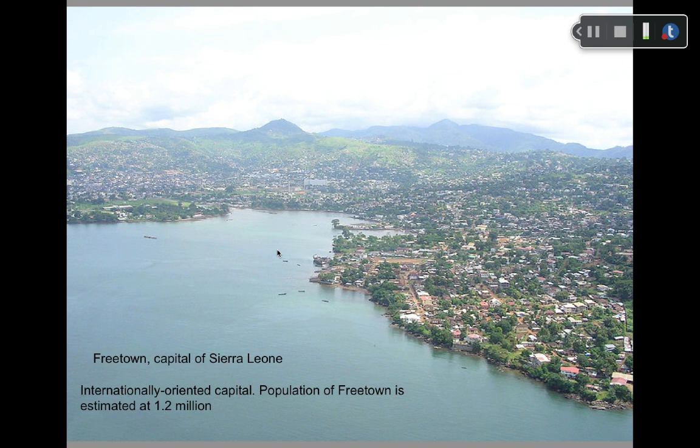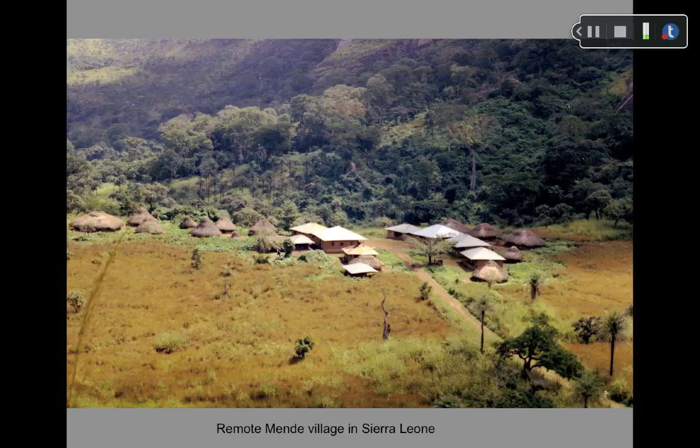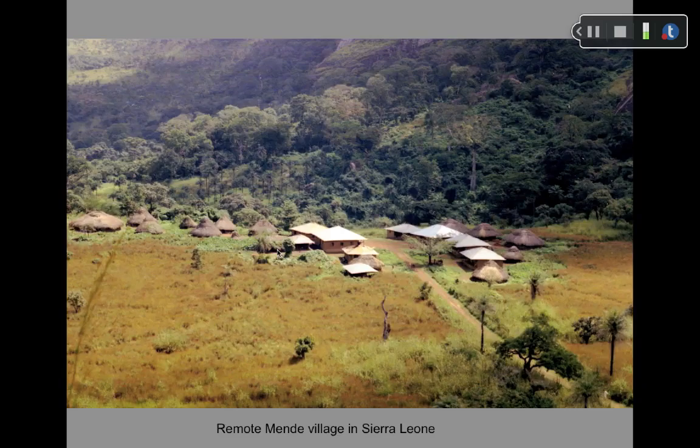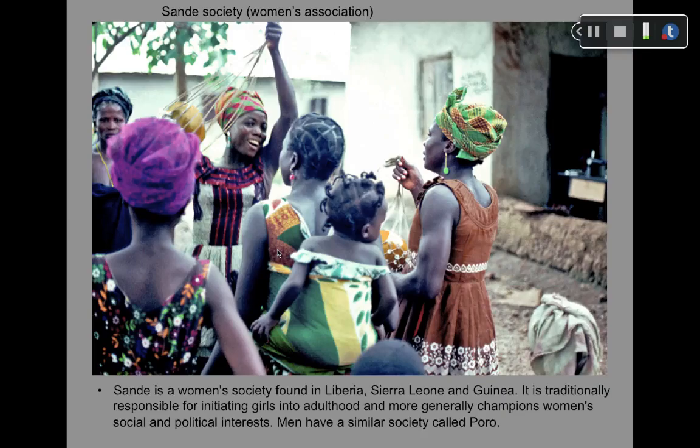As I said, it might look a lot more like this, right? These remote cities where we have people living just on the fringes of society. But we also have these big, booming metropolises with millions of people. But we also do have these remote Mende villages in Sierra Leone. And this is where I'm going to go right now to talk about the Sande Society.